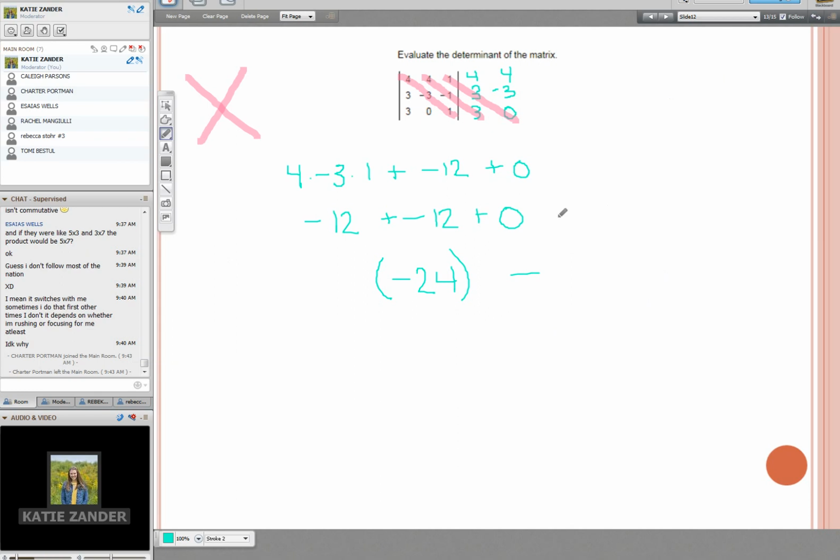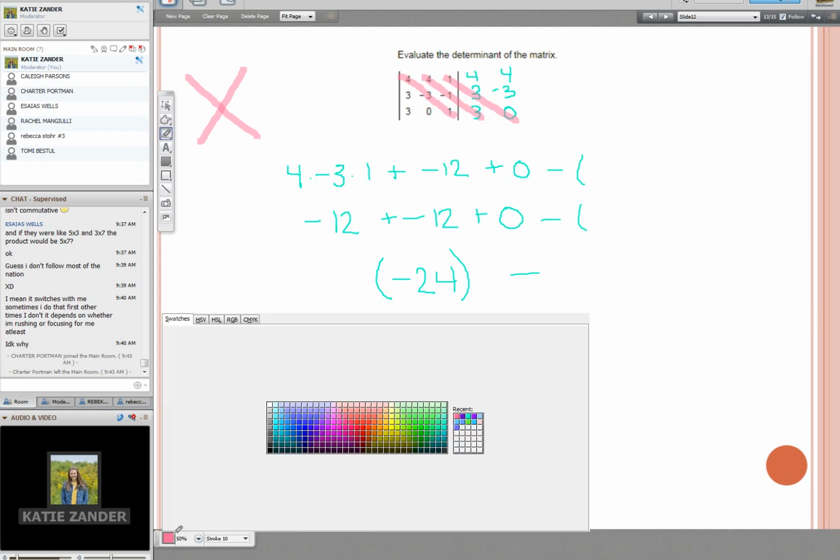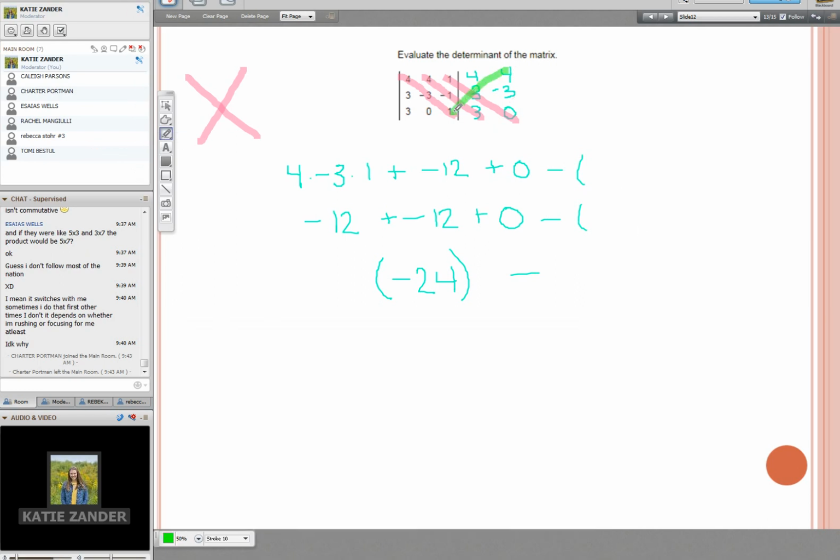And then we're going to subtract off the minor diagonals. Now, when we subtract off the minor diagonals, remember that's going the opposite direction. I start at this corner and kind of work my way backwards. So 1 times negative 3 times 3 is a negative 9. 4 times negative 1 times 0, that's our 0. 4 times 3 times 1 is a 12. So negative 9 plus 12 is 3. Negative 24 minus 3 is a negative 27 for the determinant of that matrix.